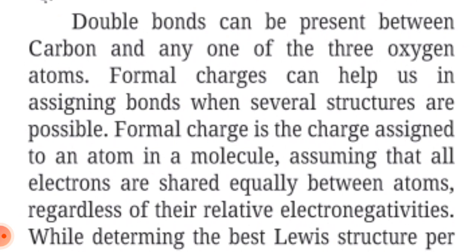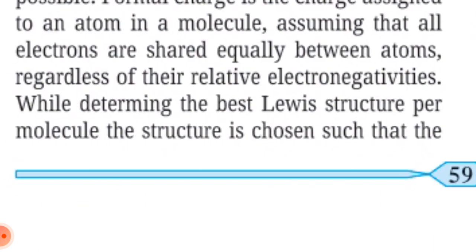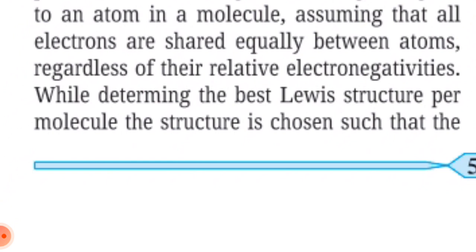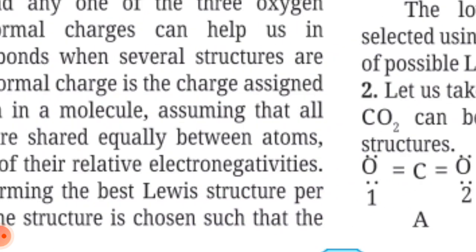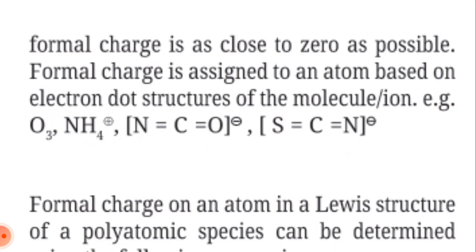Formal charge can help us in assigning the best structure when several structures are possible. Formal charge is a charge assigned to an atom in a molecule, assuming that all electrons are shared equally between atoms, regardless of their relative electronegativity. While determining the Lewis structure of a molecule, the structure is chosen such that the formal charge is as close to zero as possible. Formal charge is assigned to an atom based on the electron dot structure of the molecular ion.